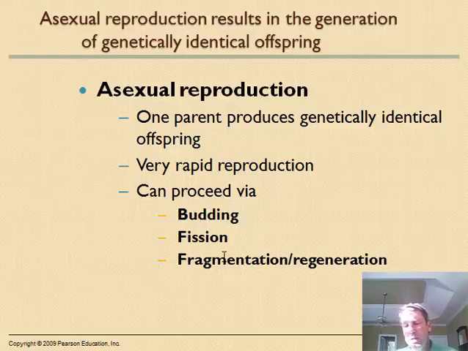Sometimes this can happen and the organism, part of it can split off, and that part that split off can grow into a new individual. So there are cases where fragmentation can develop into the generation of a new individual. And so that's a third type of asexual reproduction.